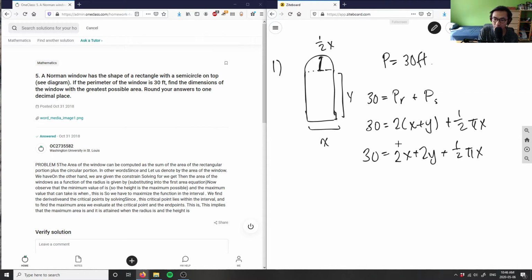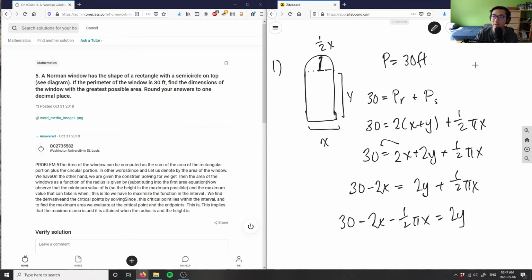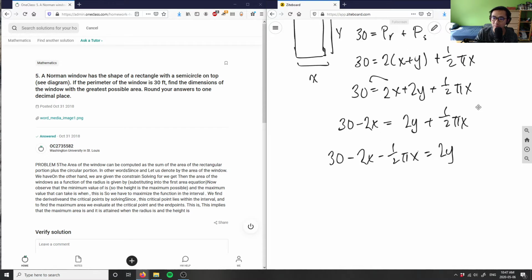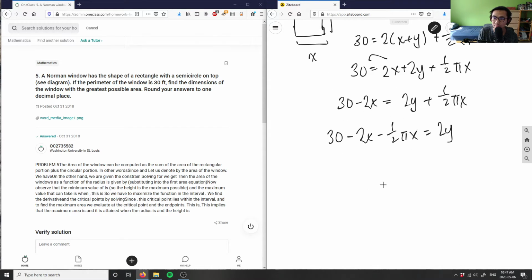So I have 30, I'm going to bring 2x to the other side here. So I'm subtracting 2x from both sides, plus half pi x. I'm going to again bring half pi x to the other side as well. So I have 30 minus 2x minus half pi x equals 2y. And then I can simply divide everything by 2 here, right? So y would equal 30 minus 2x minus half pi x, all divided by 2. And this here would be my algebraic expression for y.